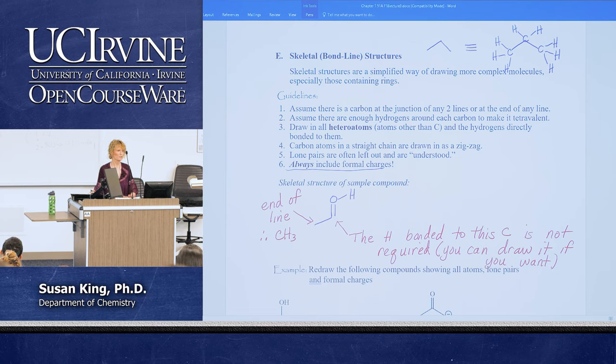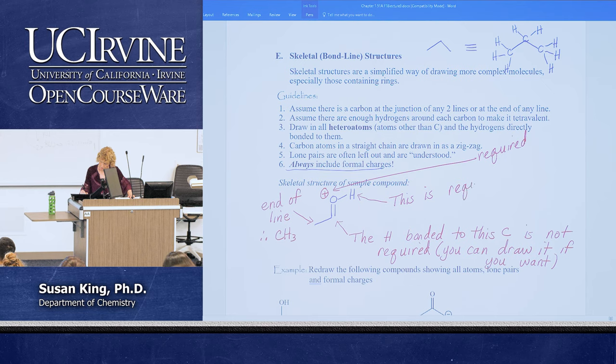And I think that looks a little weird without that hydrogen drawn in, so I don't think I ever draw it that way. I think that hydrogen, I draw it in, okay? This oxygen right here has a positive charge. This is required. And this hydrogen right here is also required.